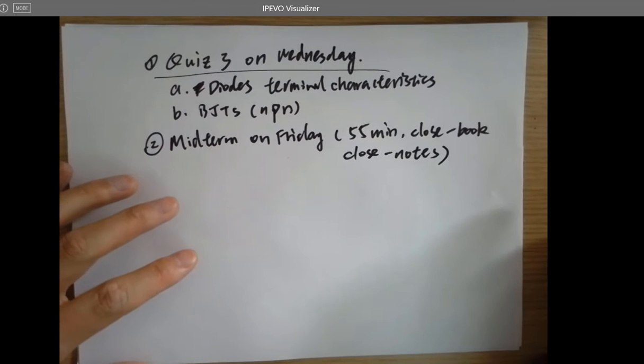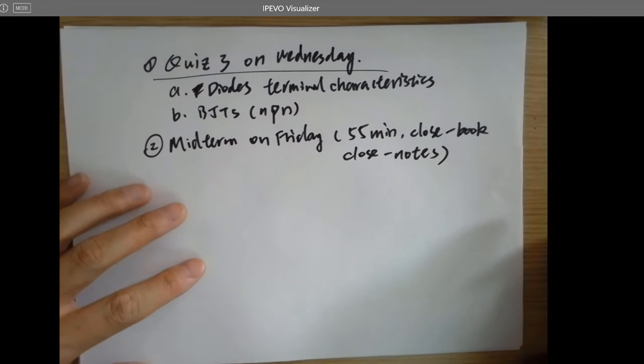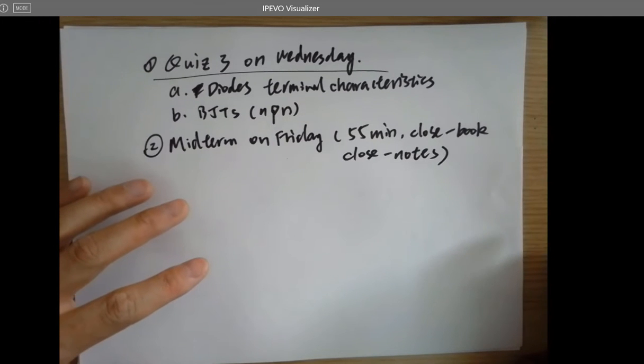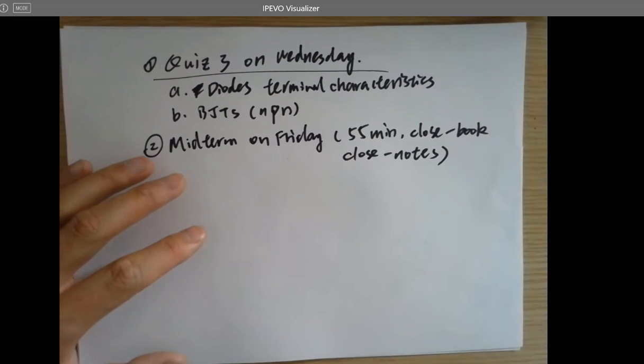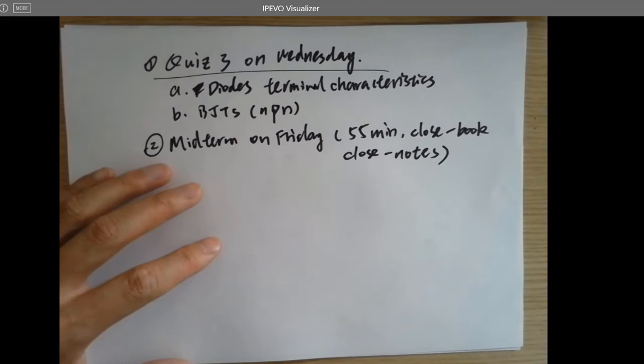Closed book, closed notes, but you can use a calculator. You can even use your tablet or a phone if you want. If you have a calculator app on your phone, which is fine, you can use it. But you just cannot Google for something else, and cannot look at your notes.